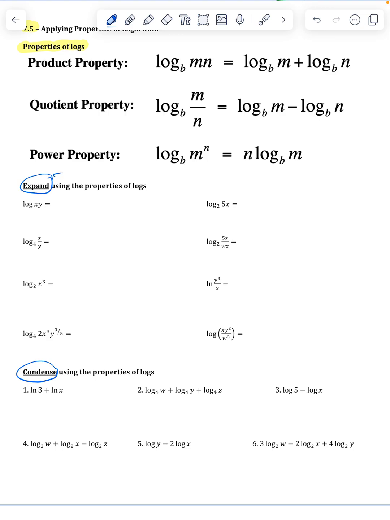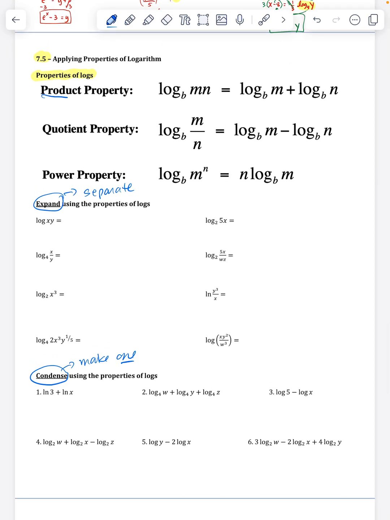So expanding is like taking them apart, or we're going to separate, and condensing is we're going to put them together and we're just going to make one log or ln. So there's three properties that we're going to focus on. One is called the product property. The names don't really matter that much, but it tells you what it is.